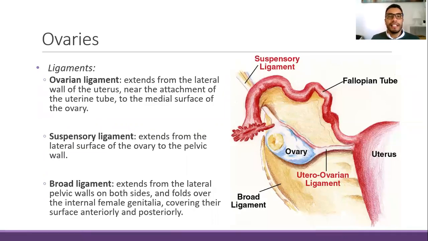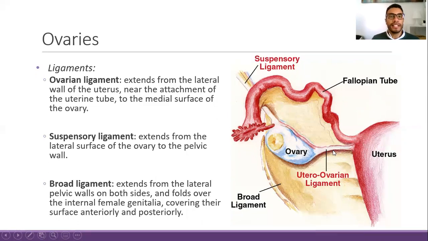The ovaries are fixed and sustained by ligaments. So the first ligament that you see here is the ovarian ligament or utero-ovarian ligament, this one here. Okay, so the utero-ovarian ligament extends from the lateral wall of the uterus near the attachment of the fallopian tube here, and it extends to the medial surface of the ovary. So this is one ligament.